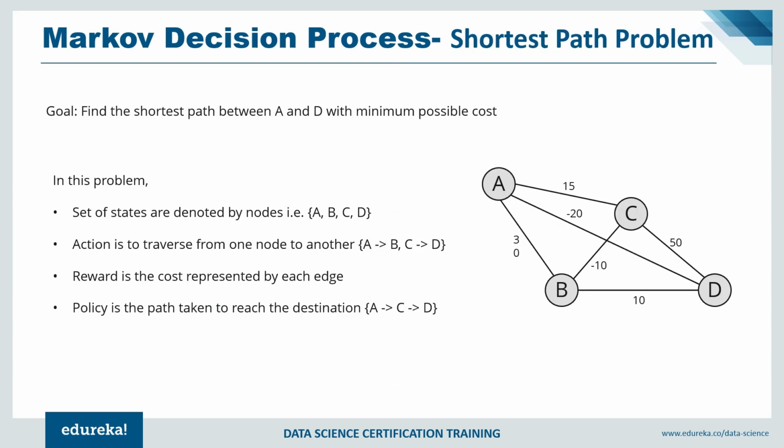Now let's take an example of choosing the shortest path. Consider the given example here. Given the above representation, our goal here is to find the shortest path between A and D.